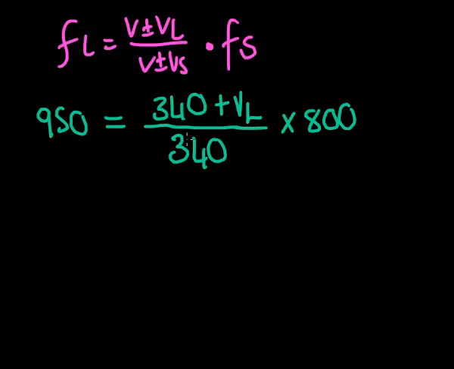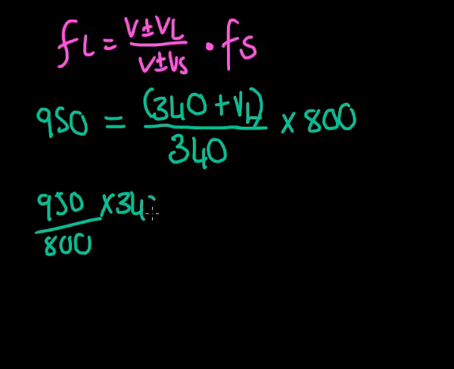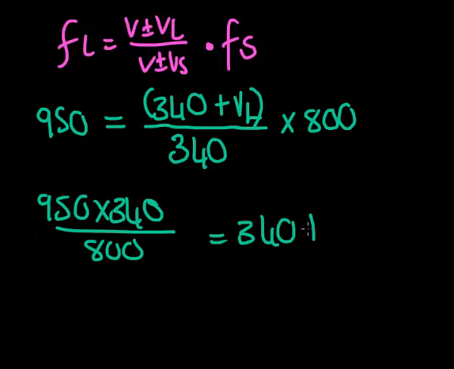Now from here onwards, please do take note that this is brackets here at the top. First do away with your 800 by saying 950 divided by the 800, and then from there onwards you can multiply by the 340, which was here at the bottom, to be left with the 340 plus the velocity of the listener. Now from here onwards we'll find the velocity of the listener to be 63.75 meters per second.